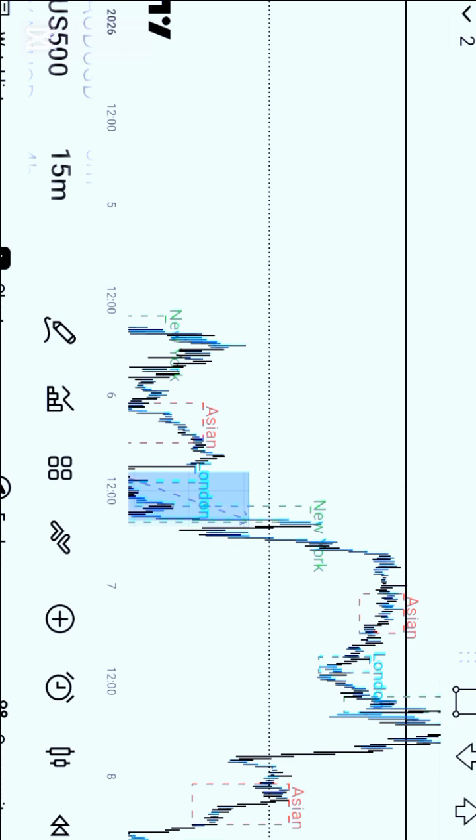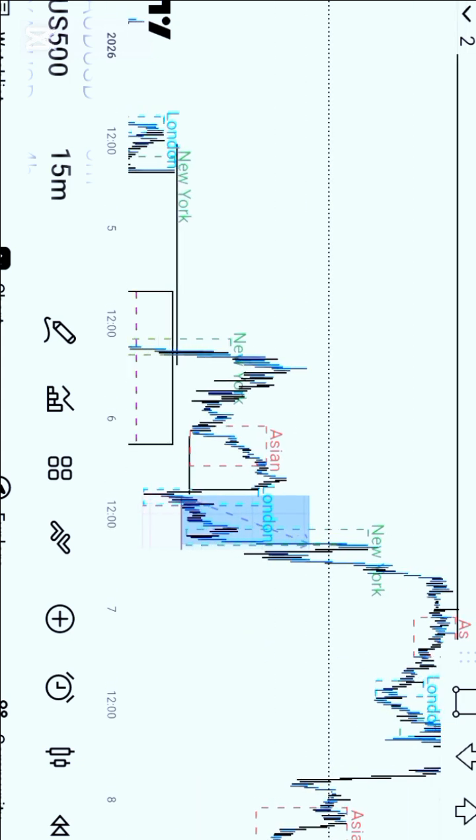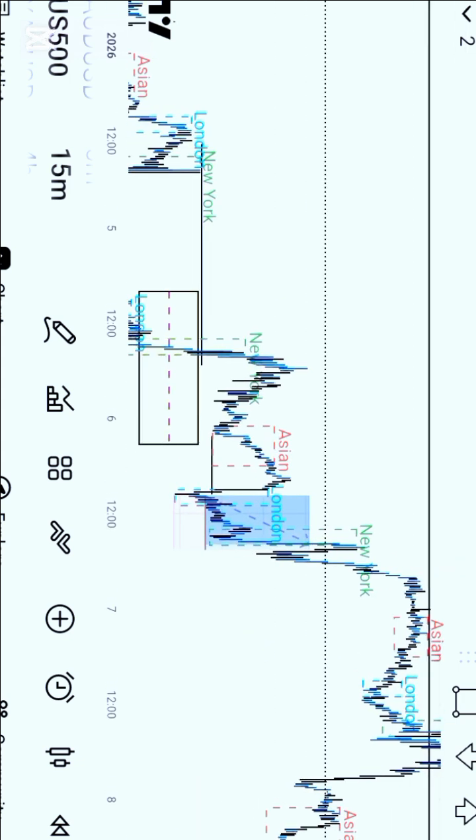So this is for buying bias, and this is how you can use your phone to analyze and get this type of trade. I'm not using a system now. So let's go to the next trade.